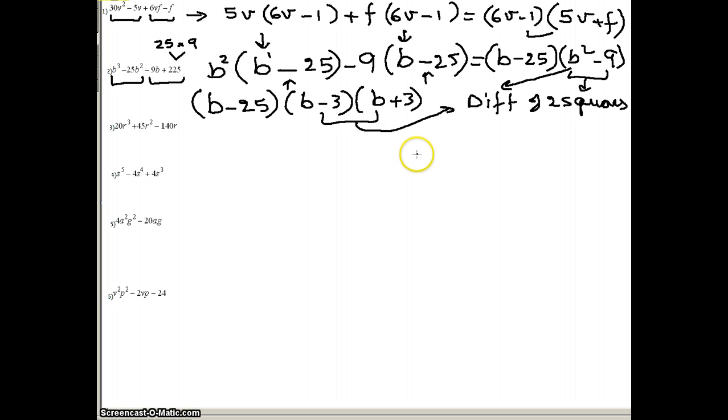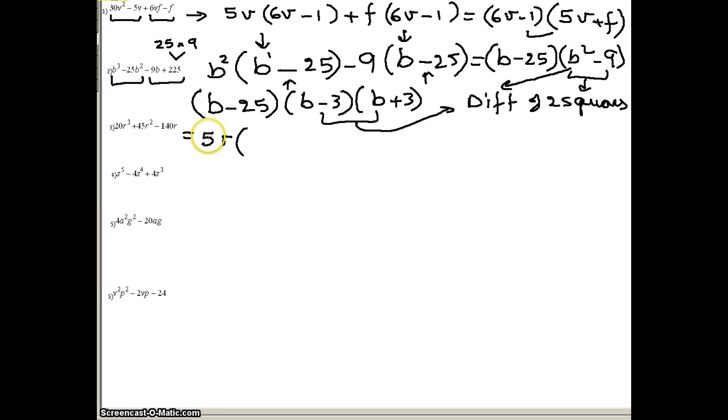Let's move to the next, number 3. Here it's a trinomial, and we see that we have a common factor. We have an r everywhere: r squared, r cubed, r. Also, 20 is divisible by 5, 45 is divisible by 5, and 140 is divisible by 5. The last digit is 0, the last digit is 5, the last digit is 0. So let's take 5r as a common factor.